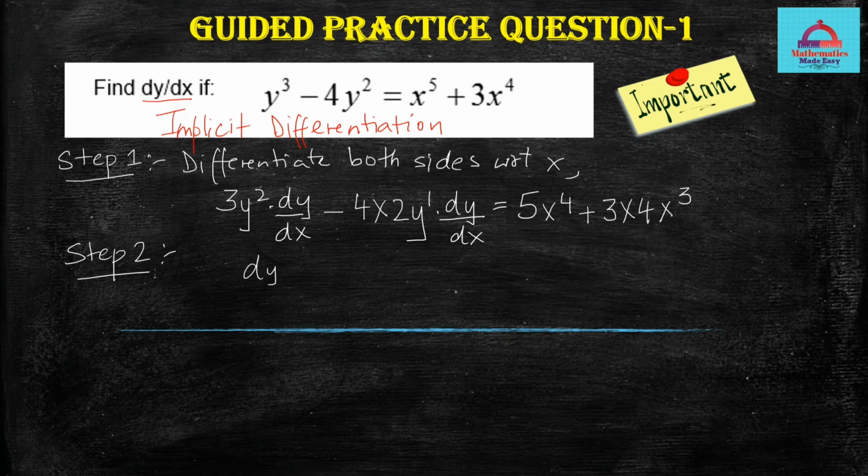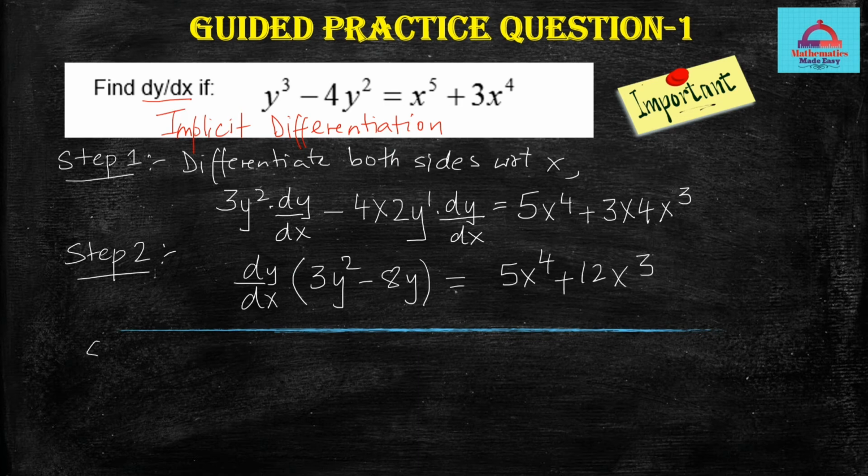So let's just factor out dy by dx. So in the bracket, we are left with 3y square minus 8y. That is going to be equal to 5x to the power 4 plus 12x to the power 3.